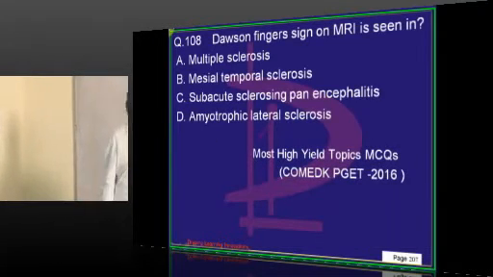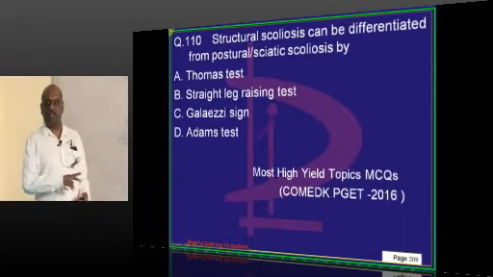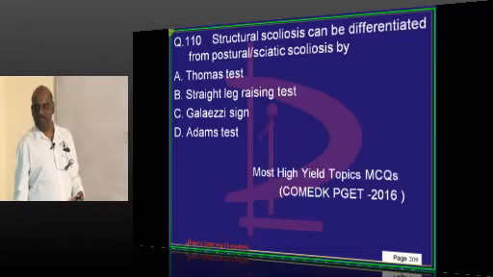Dawson's fingers. Once more, the examiner asked the same question. Typically seen in multiple sclerosis. Structural scoliosis versus postural scoliosis. How can you differentiate?